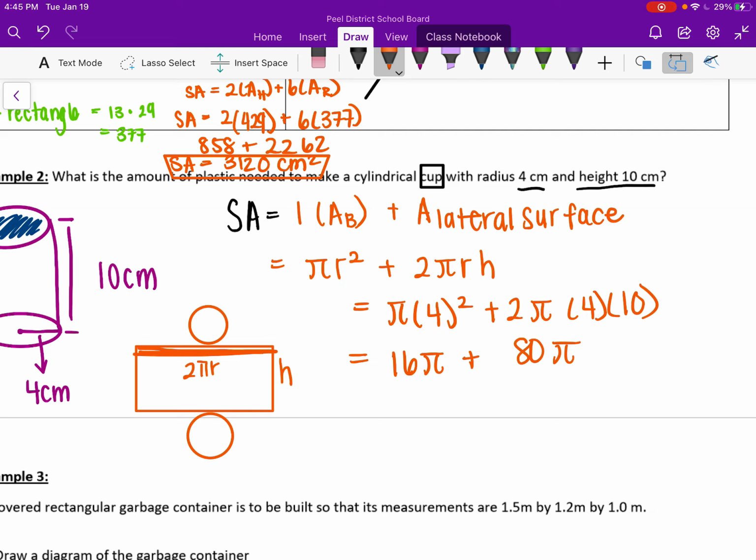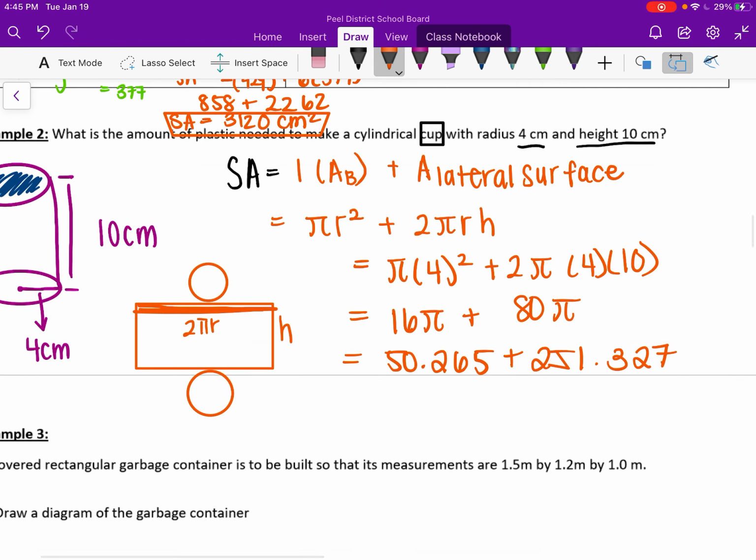16 times pi is 50.265, right, plus 80 pi is 251.327, right? I'm just using as many of the decimal places as I can. I'm going to add those two together, so I'm left with 301.59, which is 301.6 centimeters squared.